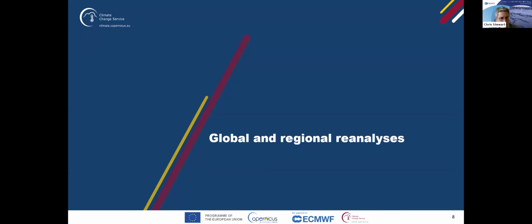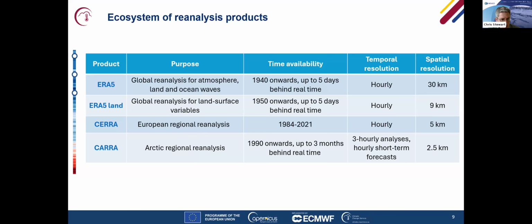So now leaving observations and going into reanalysis. So the Copernicus Climate Change Service provides different reanalysis products. So basically reanalysis is like the flagship product of C3S because we're using the observation data, but also the forecast model that ECMWF provides. And we're using that to really provide a very nice, consistent data set of the past decades.